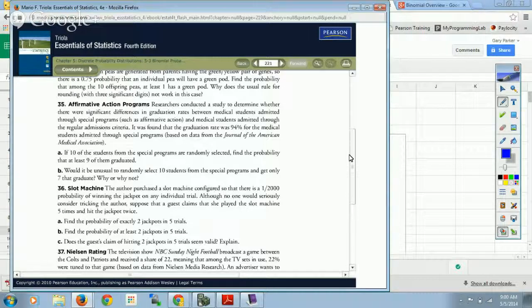If 10 of the students from the special programs are randomly selected, we want to find the probability that at least 9 of them graduated. Okay, at least 9. So that means I could have 9 or more. So we want the probability that 9 or 10 of them graduated. Okay, so I'm going to draw a little picture of that.